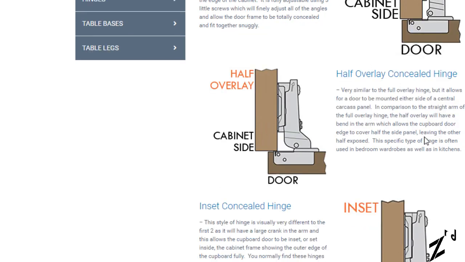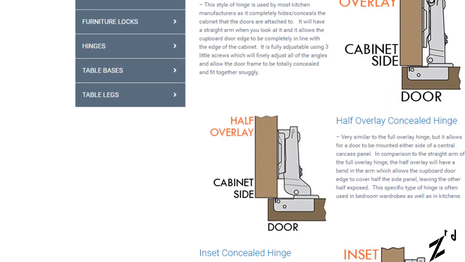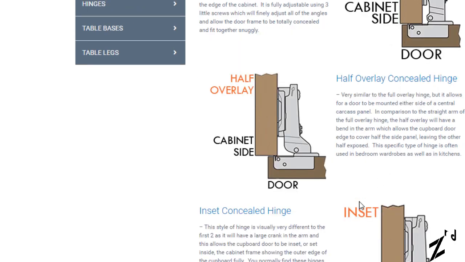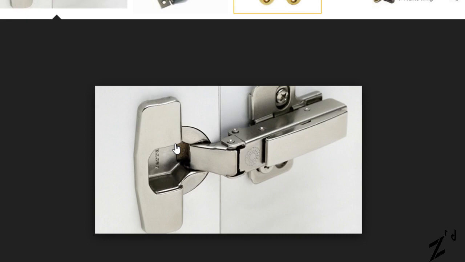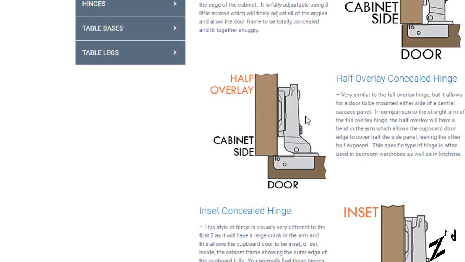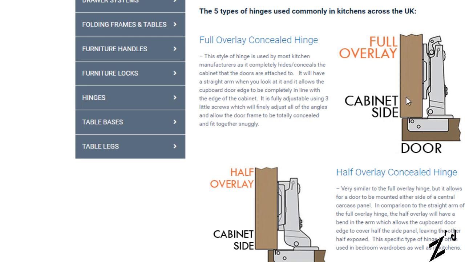are these three things. All right. There are three types: the full overlay, the half overlay, and the inset hinge. Now the pictures of these three hinges are here, obviously. These kind of things. So you'll notice that it's obviously a lot more complex than your regular hinge, and there's a reason we need that complexity, right? So let's start with the full overlay.